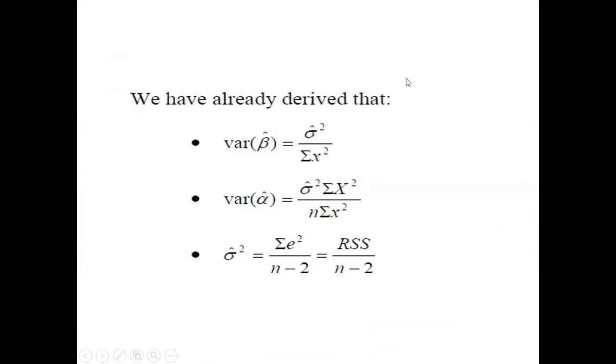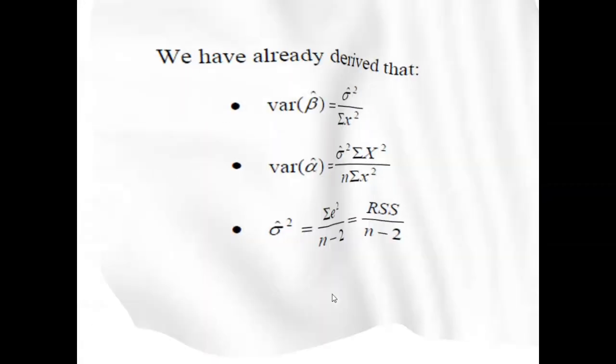So we have already derived that the variance of beta hat is equal to the error term divided by the summation of x square variation, or the variance of alpha hat is equal to the error term times the summation of xi square over n times the summation of x square. Again, this can be expressed in this scenario as RSS over n minus 2. Okay, as in the derived formula.